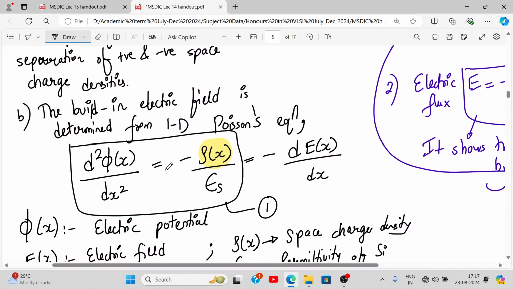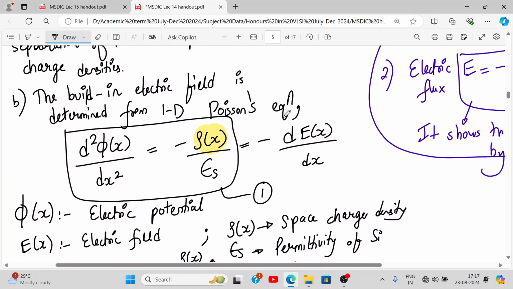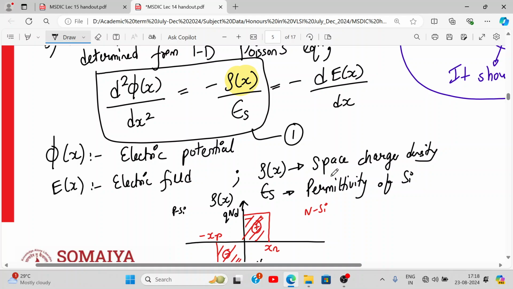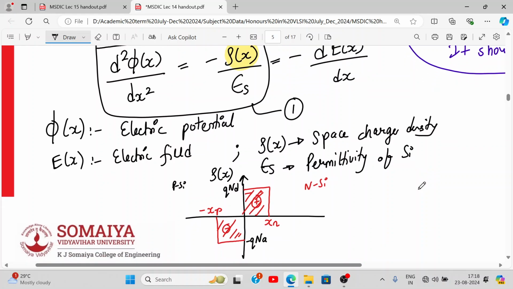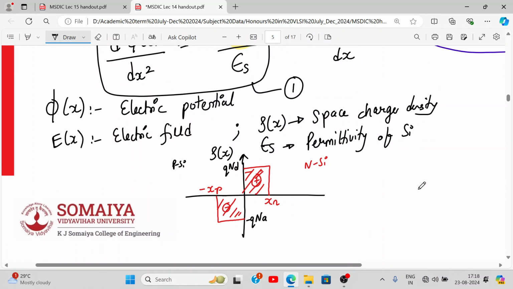All right. So the built-in electric field is determined by Poisson's equation, the one-dimensional Poisson's equation. What is it? d square psi of x, where psi of x means it's a function of distance x, upon dx square, is minus rho of x upon epsilon s. Okay, this is the permittivity. That is equal to dE of x upon dx. So this is my Poisson's equation, the starting point. The various quantities are written over here: electric potential, electric field, space charge density, permittivity, and all. Okay, so this is the starting point.